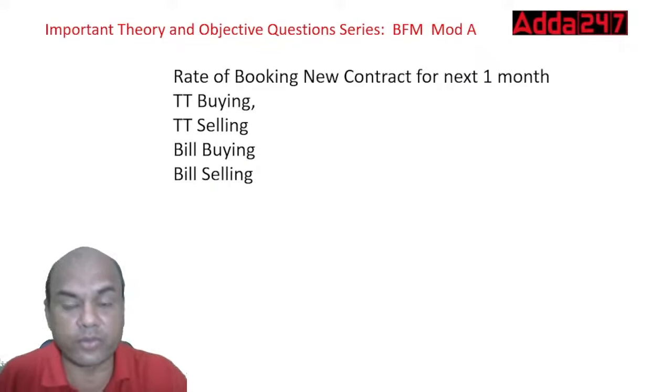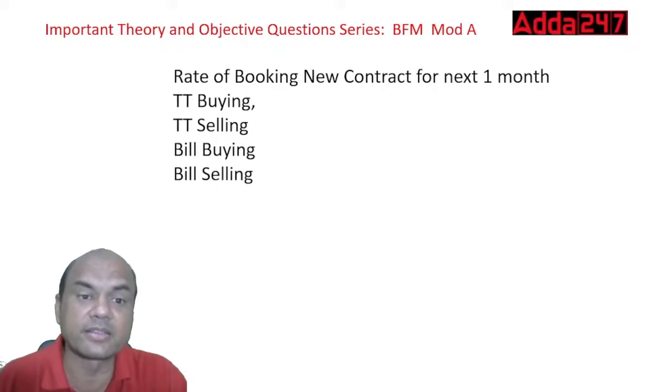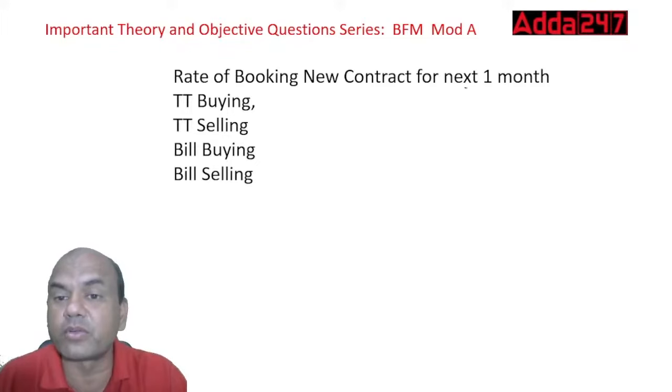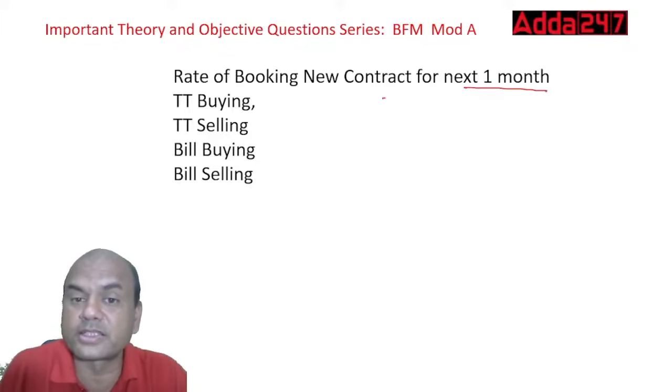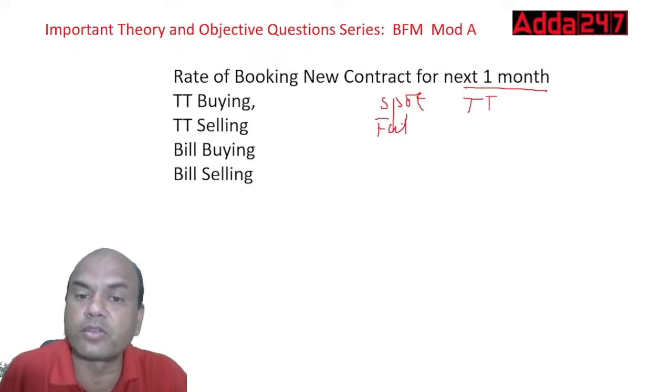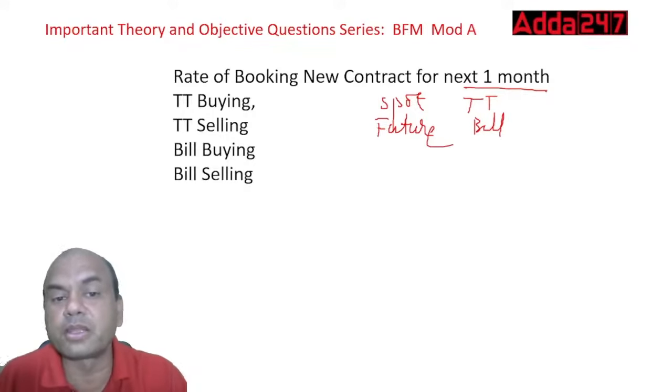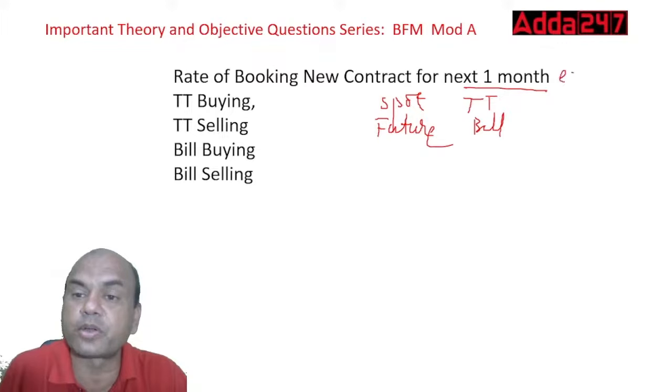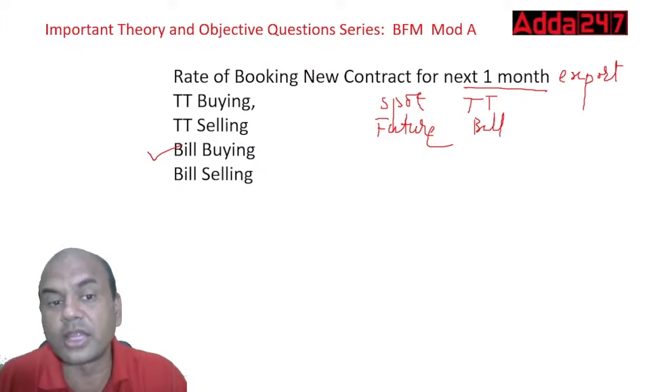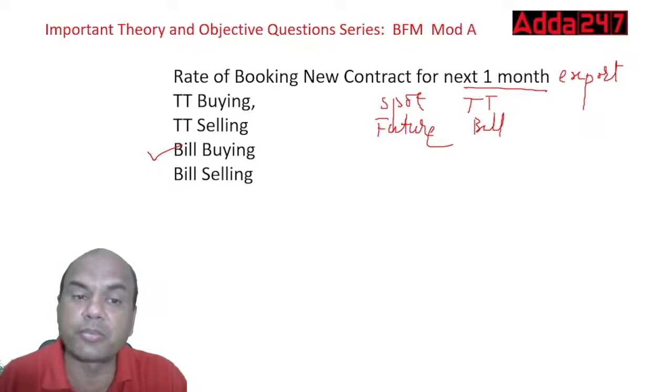Rate of booking a new contract for the next 1 month: TT buying, TT selling, bill buying, bill selling. See here, next 1 month I want. Just now I told you, a spot transaction will always be done at TT, whereas a future transaction will always be done at bill. So it will be done at a bill rate. Booking a new contract for 1 month, which contract? Suppose I say export contract. Export means what? Buying. So I'll be using the bill buying rate here. If it's import, then I'll be using the bill selling rate. So for next 1 month export, if the question is given, then you'll be doing it at the bill buying rate.